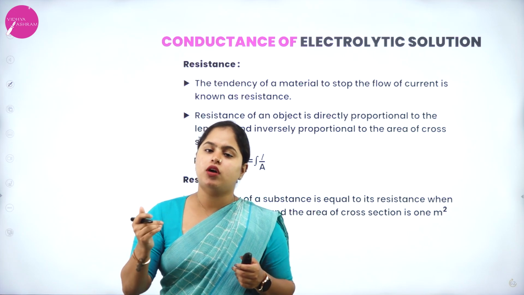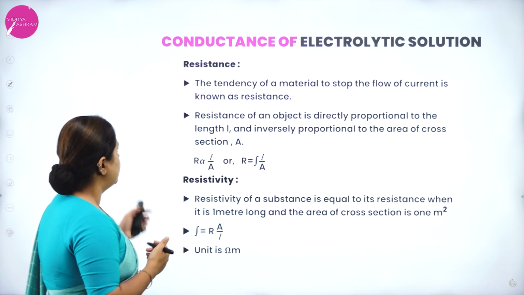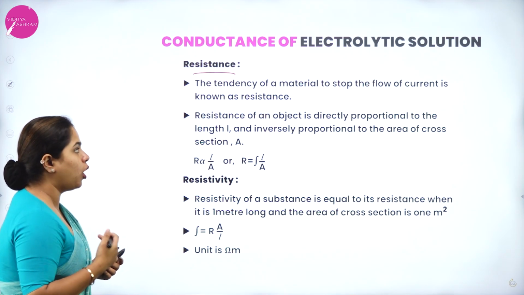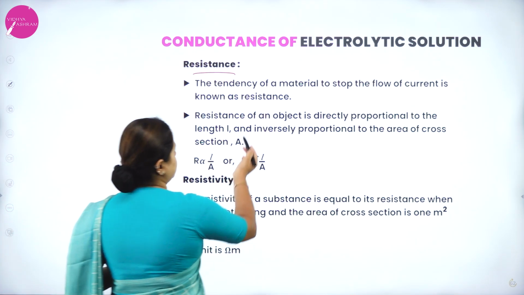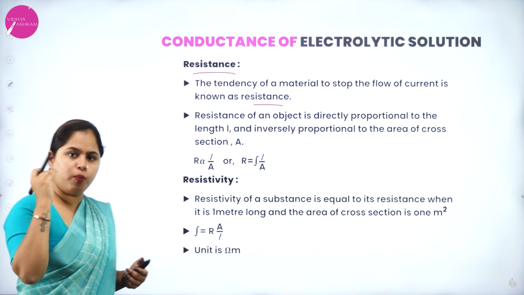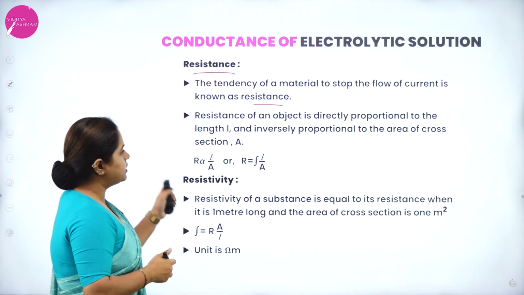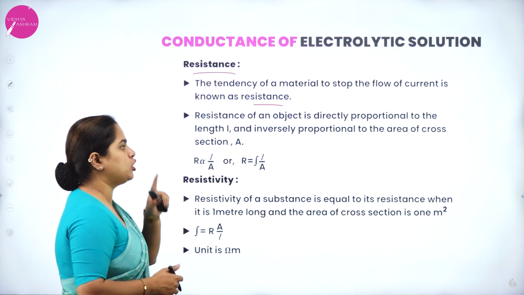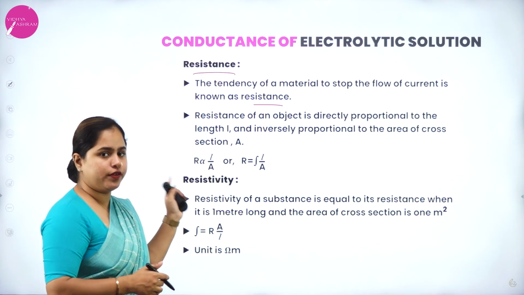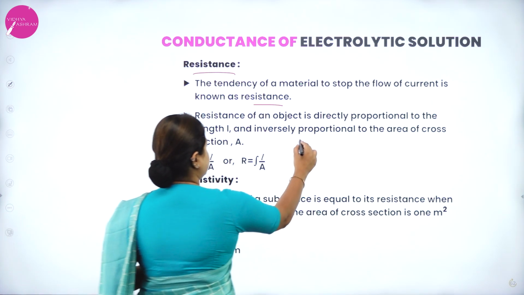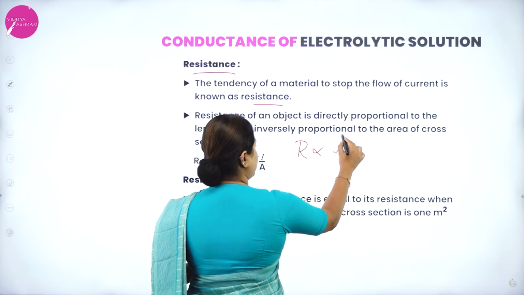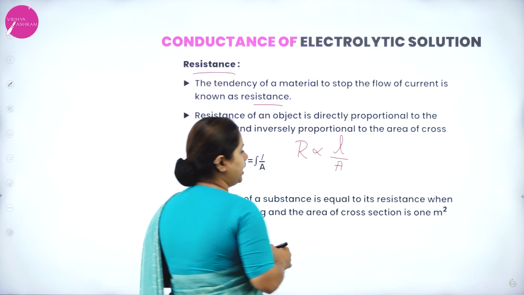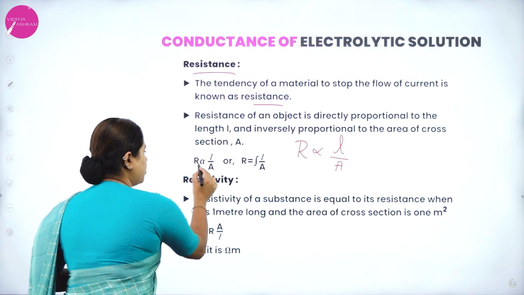All of this you have already studied in your lower classes. So the first topic is resistance. The tendency of a material to stop the flow of current is known as resistance. That means it resists or opposes the flow of current, right? Resistance of an object is directly proportional to the length and inversely proportional to the area of cross section A. So we already know this: resistance is directly proportional to the length of the material and inversely proportional to the area of cross section. So you have a proportionality here.